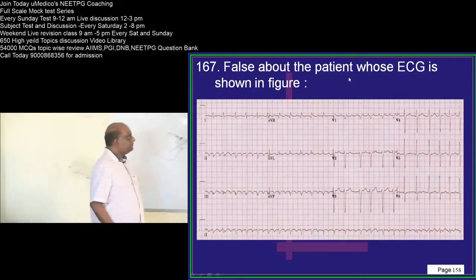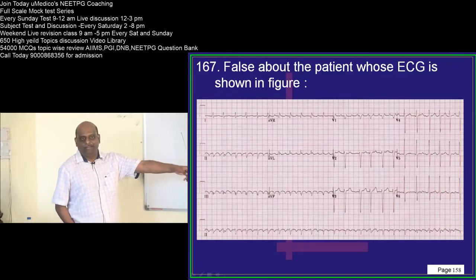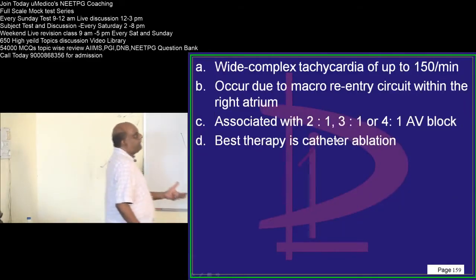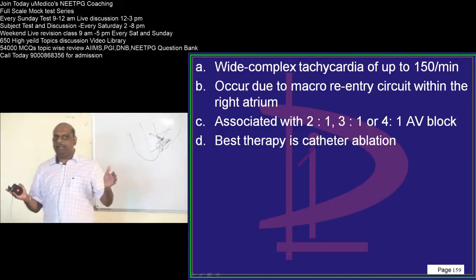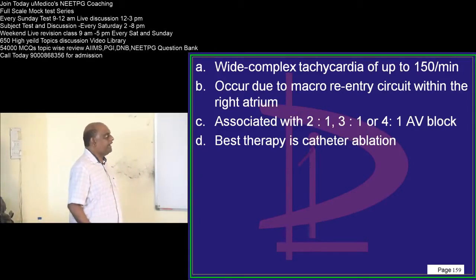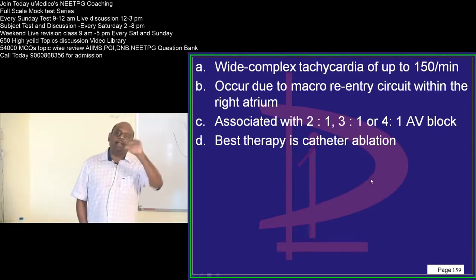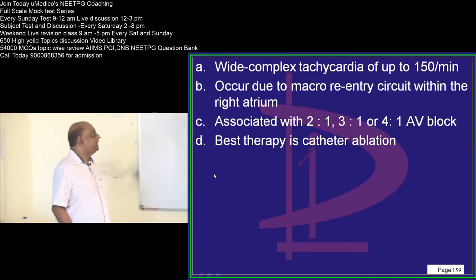Now, in the ECG you are finding a sawtooth pattern, which is called atrial flutter. Catheter ablation is considered to be a good therapy. It is a narrow complex, not wide complex, tachycardia. It is a macro re-entry circuit in the right atrium. Generally, right atrial flutters are common. Sometimes there can be left atrial.